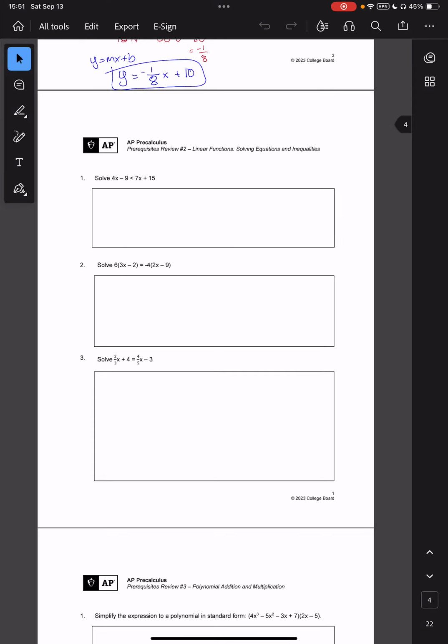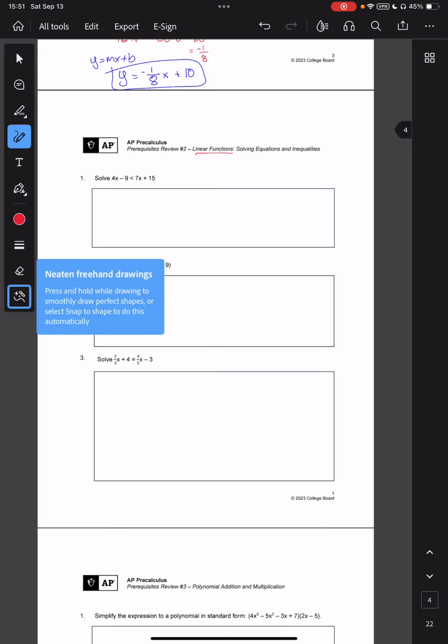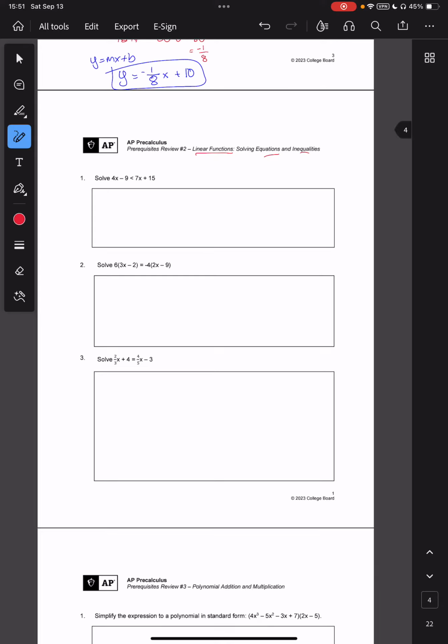Hi, and welcome back to part two. So part two for our prerequisites are linear functions, and specifically we're solving equations and inequalities.